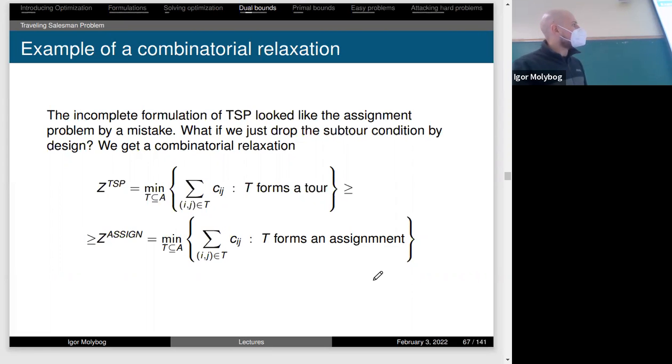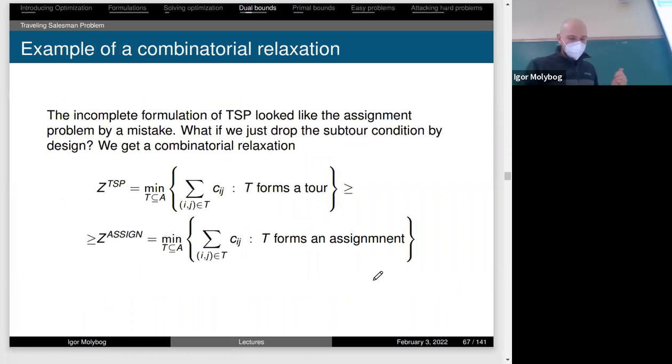Yeah. Because now we're talking about a minimization problem, it goes the other way around. It is still a dual bound. Sounds good. Any other questions? Anyone needs rest? We're good. Okay.